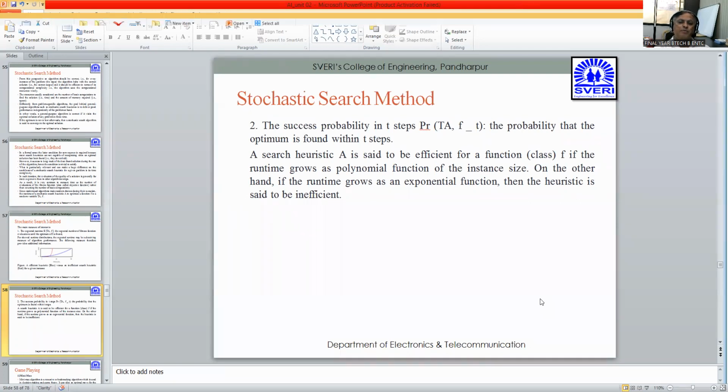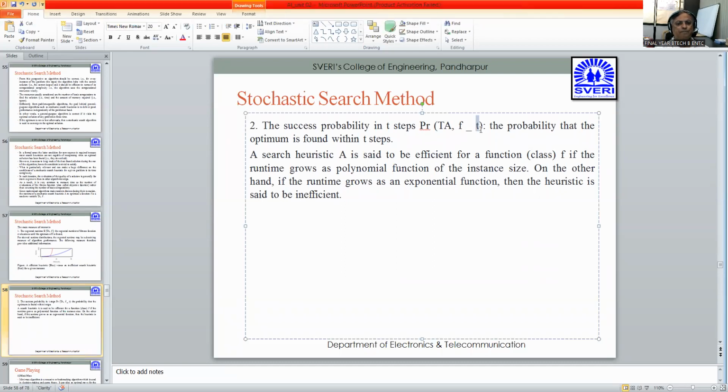So when do you get your optimum solution, and in how much time do you get it? The steps we are calculating are called T steps. So you will see here one parameter that is getting added, that is T. This is the small t. So T steps can be calculated, which is nothing but the success probability with the help of T_A,F underscore T, which will give you the probability that the optimum is found within T steps.